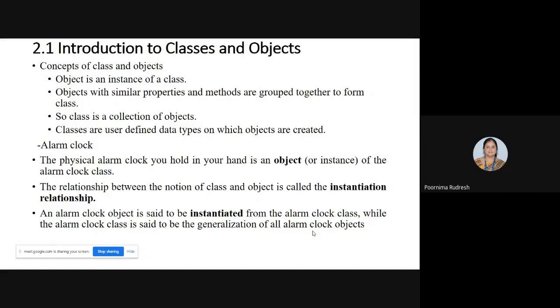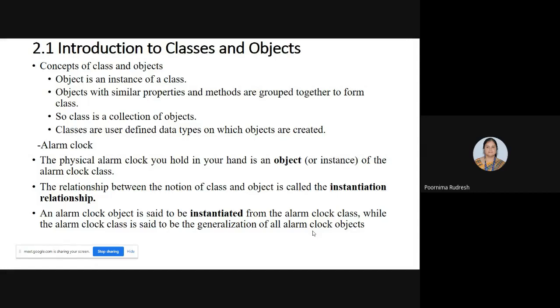Right? Clear? Okay. And here, generally the class is said to be the generalization of all the objects in it. The alarm clock class is the generalization of all alarm clock objects. If you consider the bird class, then the bird class is the generalization of all bird objects. Similarly, the fruit class is the generalization of all the fruit objects that belong to that particular class.